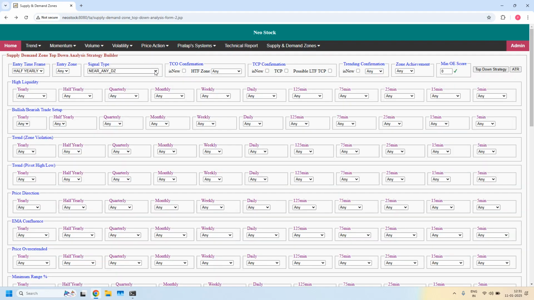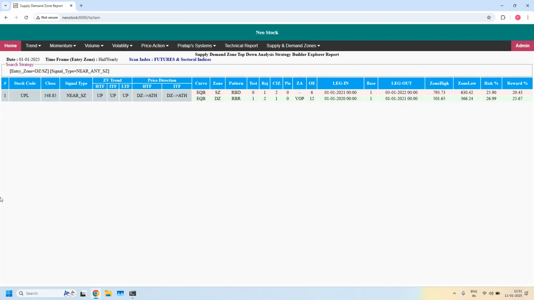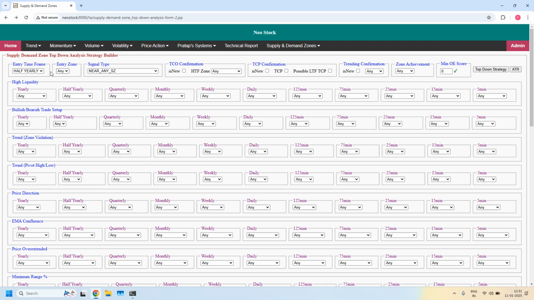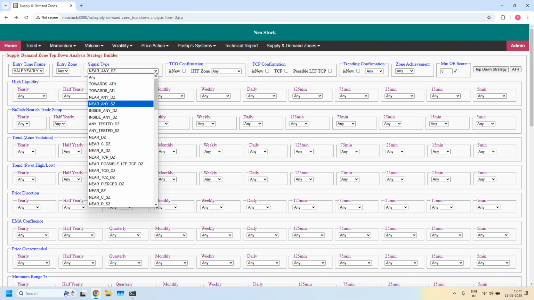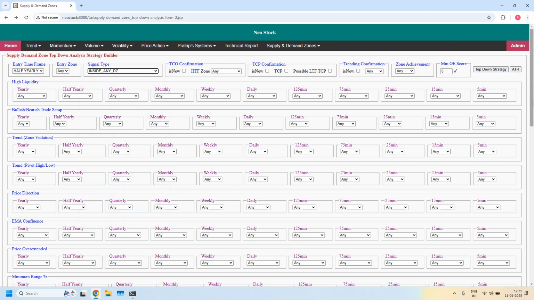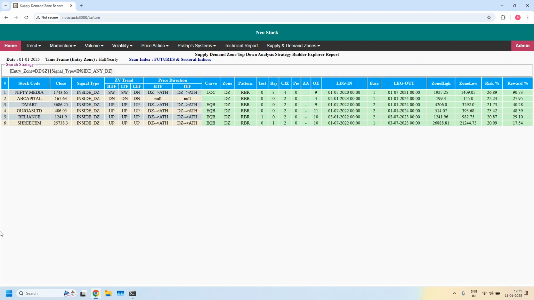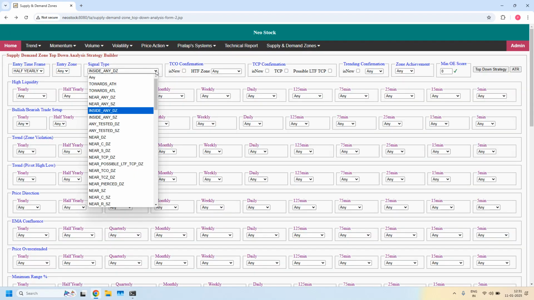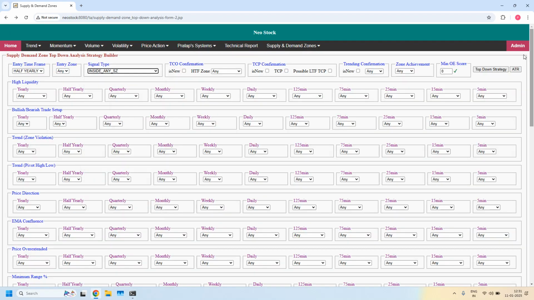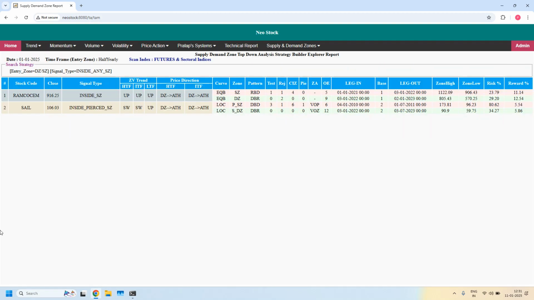Next, stocks near half yearly supply zone. 1 stock is filtered. Next, stocks closed inside half yearly demand zone. 6 stocks are filtered. Next, price closed inside half yearly supply zones. 2 stocks are filtered.